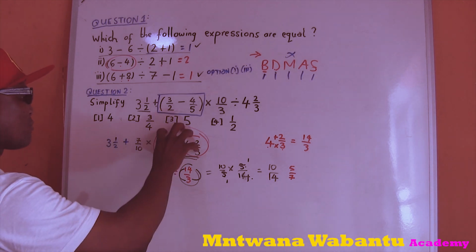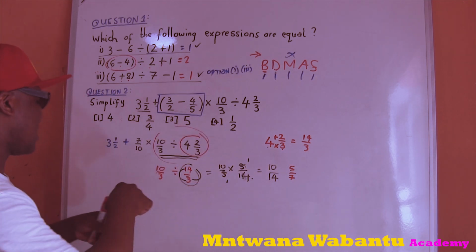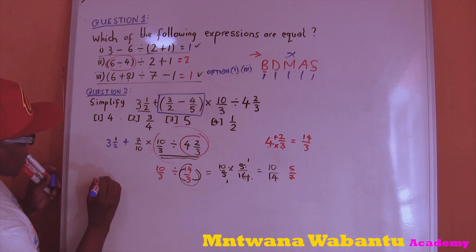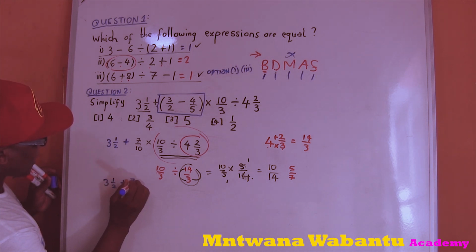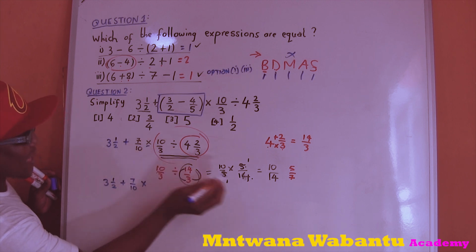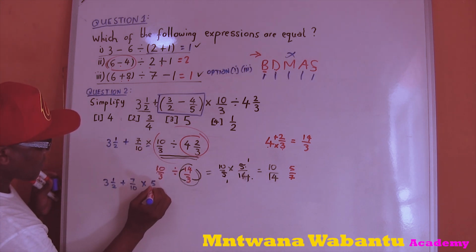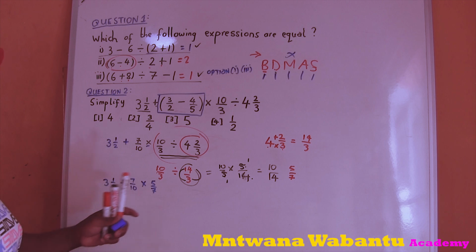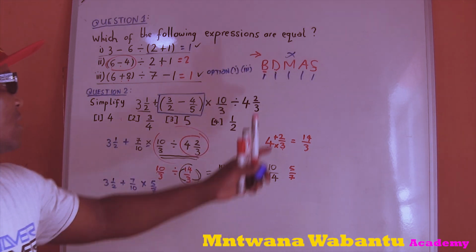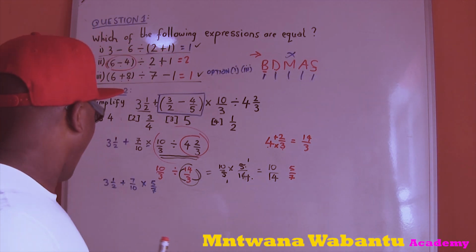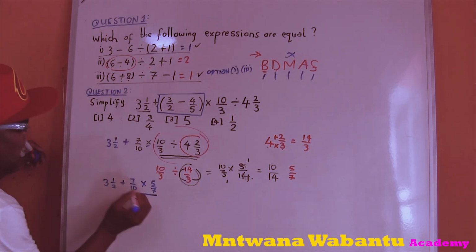Wow. So I'm going to remove this and then write 5/7. So now here is going to be 3.5 plus 7 over 10 multiply 5 over 7. So now what is the next one? Division is done already. Do you have another division? No. Multiplication? Oh yeah, we do have.